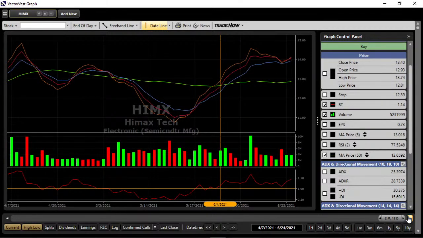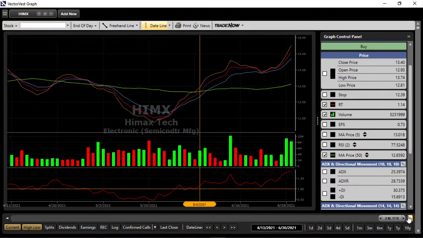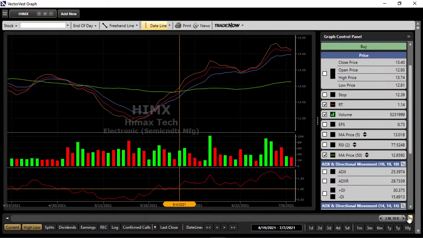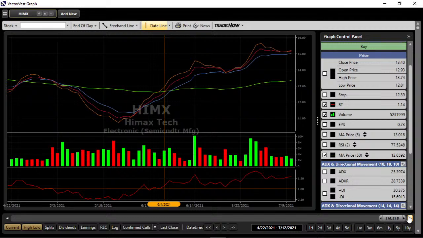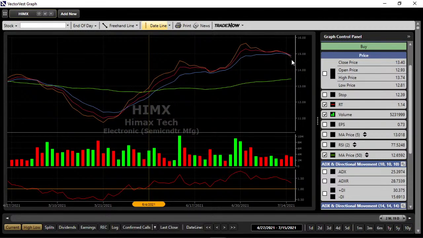Look at that. It never closed below both, allowing me to stay in this trade. Squeeze again, allowing me to stay in this trade. There's my exit at about 14 and change. You guys understanding the system?